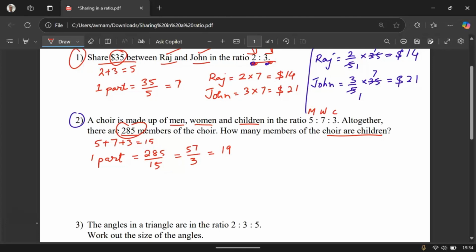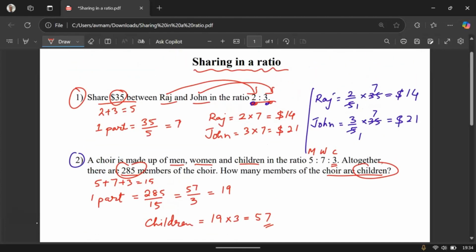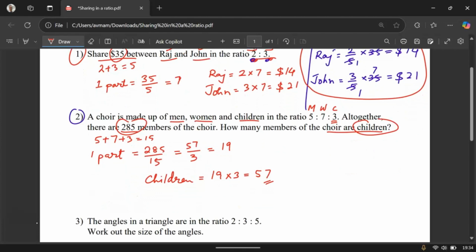We just have to find the number of members, those who are children, and that's 3. So for children the total number will be 19 times 3, which goes back to 57 again. Okay, if you use the second method you will get the same answer.